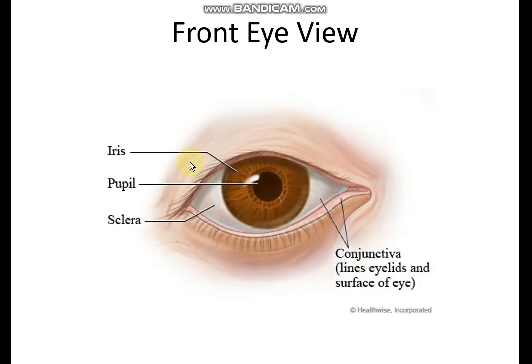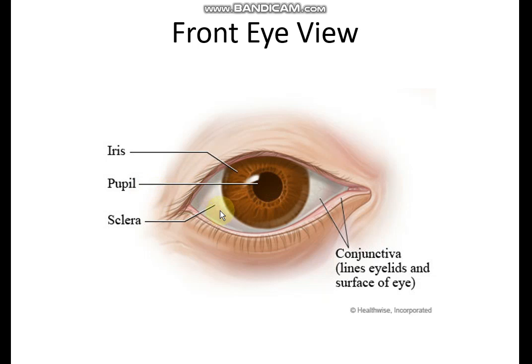Okay beta, this is the front eye view. Here you can see the visible colored part of your eye, which is brown in this case. This is the iris. Some people have a black iris, some have a brown iris, some have a blue iris. So this is basically the colored part of your eye. Then in the center of the colored part, there's a black part which is called the pupil. Actually, the pupil is transparent, and through the pupil we can see a dark layer of your eye, that is the choroid, and we will be learning about the choroid in our next slide.